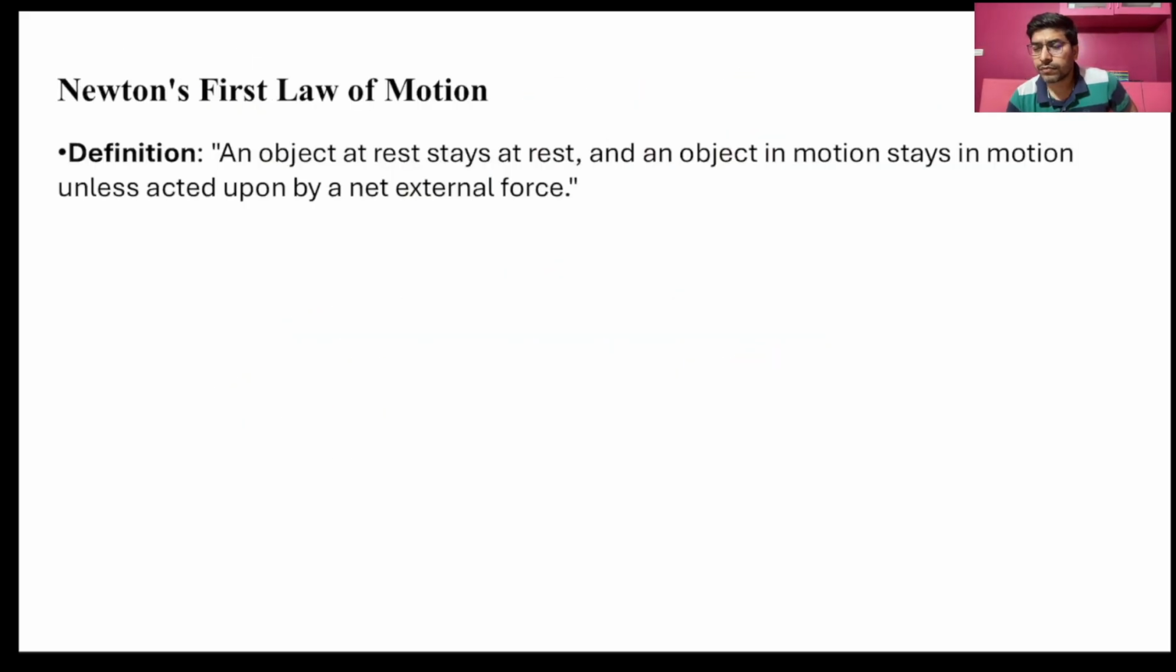Next, Newton's first law. Basically, Newton's first law defines inertia, right? Inertia is a natural property of the object. The statement of Newton's first law is: an object at rest stays at rest, and an object in motion stays in motion, unless acted upon by a net external force. So if an object is at rest, it will stay at rest forever.